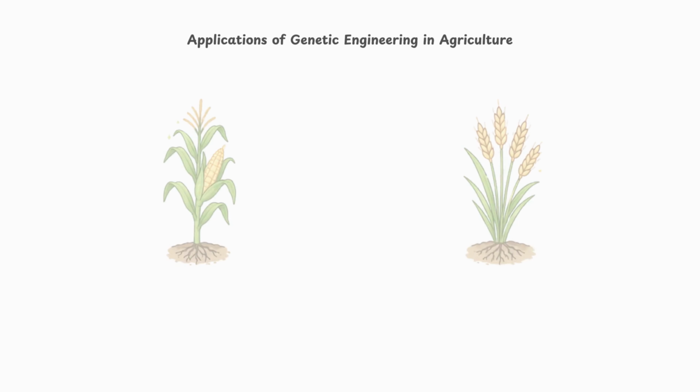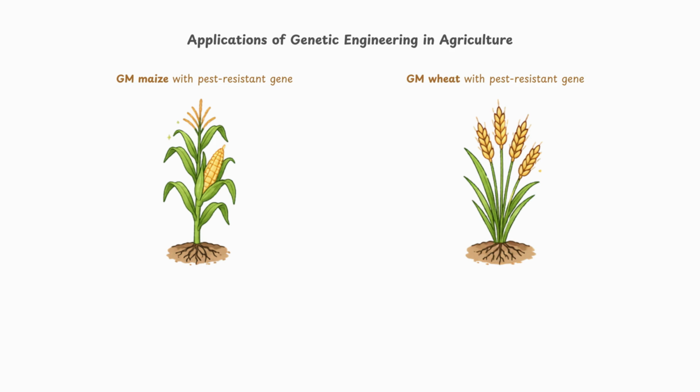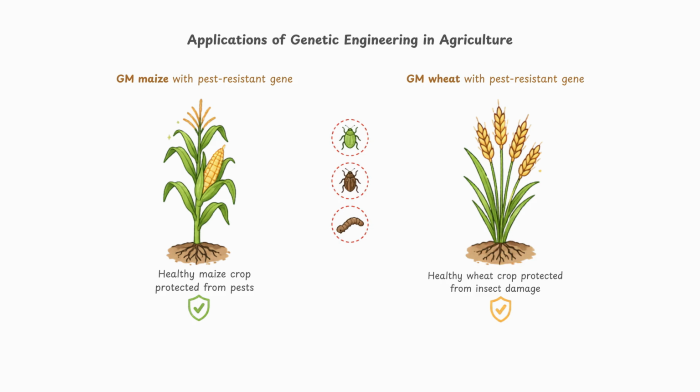Scientists can genetically modify crops to make them more resistant to pests and diseases. Here, we can see genetically modified maize and wheat that contain pest-resistant genes. These crops have been modified using genes from bacteria that produce a toxin harmful to insects. Because of this, pests such as caterpillars and other insects are either killed or repelled when they feed on the crops.